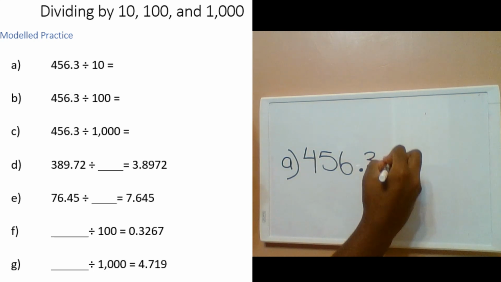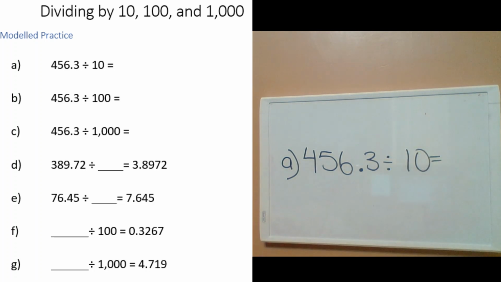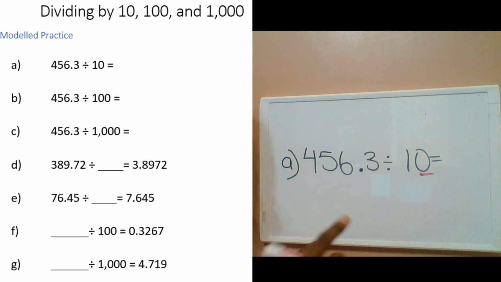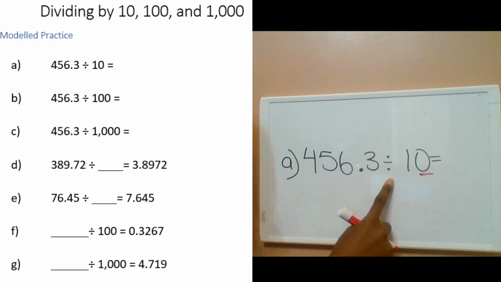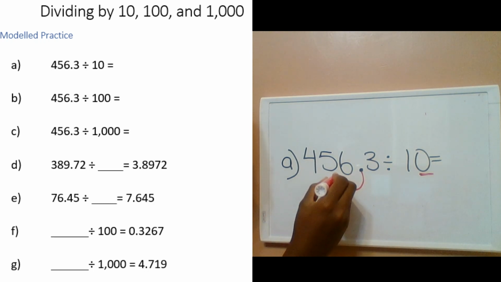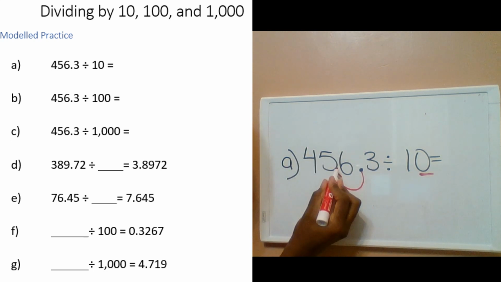456.3 divided by 10. All right, now since I'm dividing by 10, everything is going to move one place because I have one placeholder in the number 10. Remember, since I'm dividing, the number is going to become smaller, specifically 10 times smaller. That means my decimal point is going to move in such a way that my number becomes smaller. So my decimal point must move forward. That way, the numbers appear to be moving backwards. So my decimal point will now appear in between the 5 and the 6.